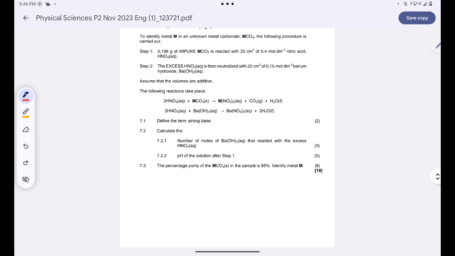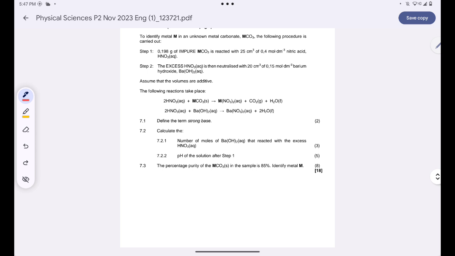Firstly, we are supposed to define the term strong base. A strong base is a substance that dissociates completely in water to produce a higher concentration of hydroxide ions.